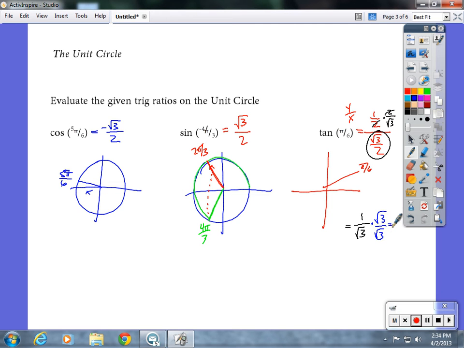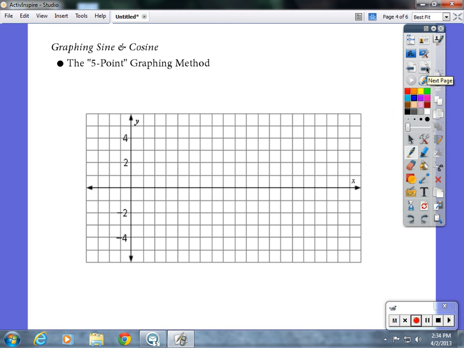Okay, so what that ends up giving us then is root 3 over 3 for the tangent of pi over 6. Okay, now moving on, graphing sine and cosine using the 5-point graphing method. First we'll do sine of x here, and that'll be in blue. And what you need to understand there, well, first of all, let's label our x-axis.